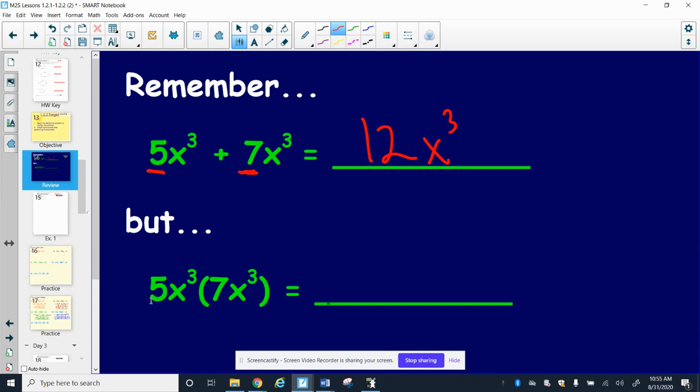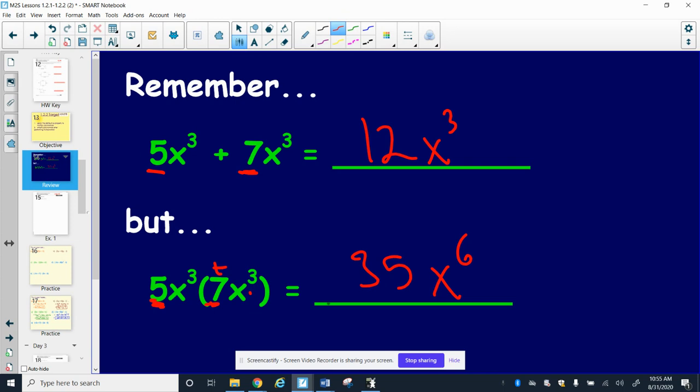Versus if we multiplied, we would multiply the numbers in front, 35, and then x to the third times x to the third, we would add those exponents. X to the sixth.